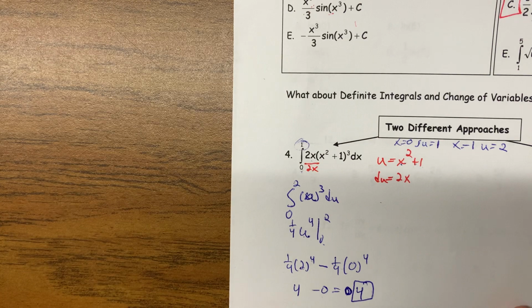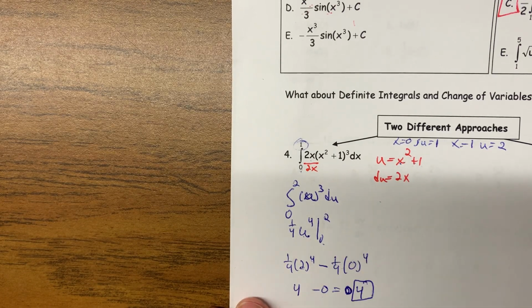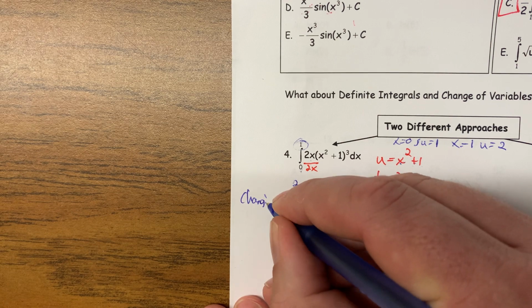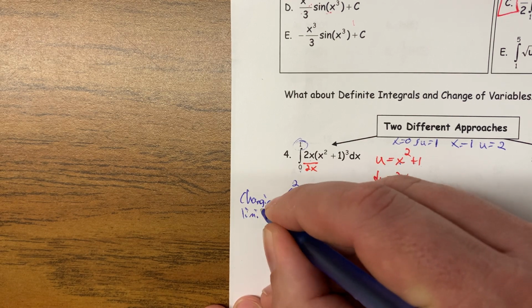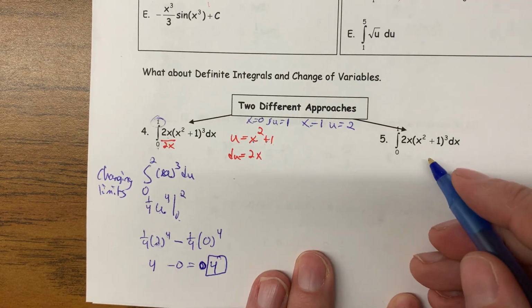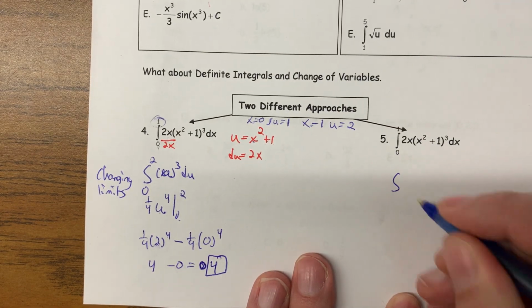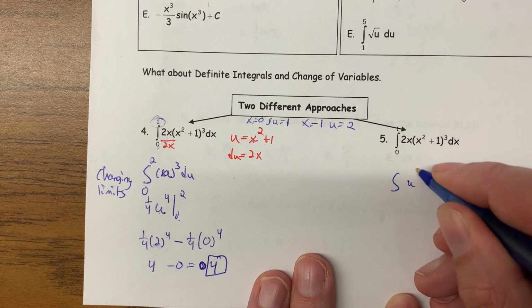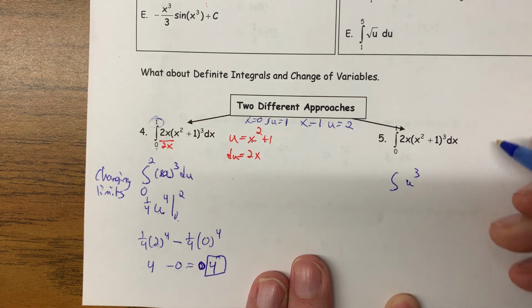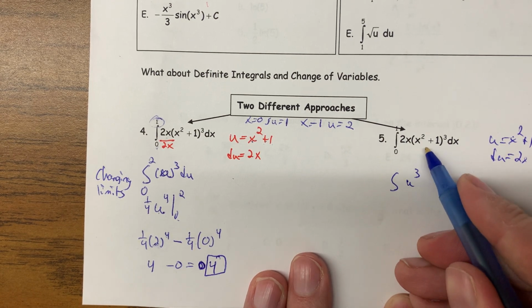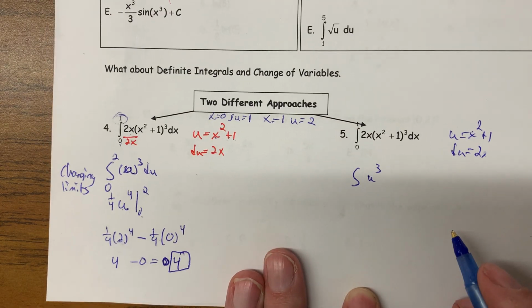Now that's one way to do it, and this is the faster way to do it. It's called changing the limits. But another way we could do it is ignore the limits. We're just going to do the antiderivative. And again, we get u cubed just like we would before. So u is x squared plus 1, du is 2x. And so when we divide by the 2x, that's the part of the chain rule that'll cancel out.